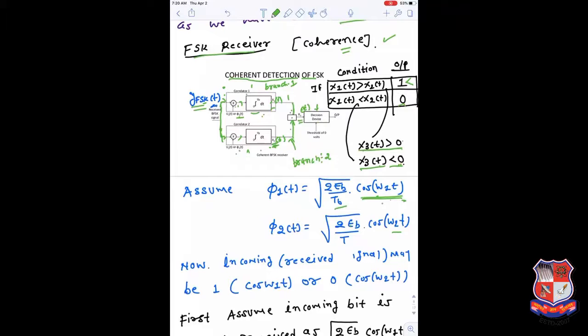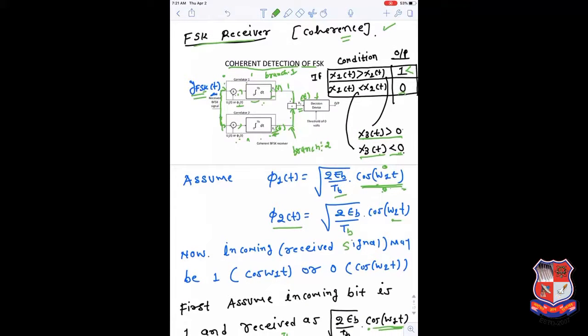Now what is phi 1 of t? So phi 1 of t is square root 2 EB by TB cos omega 1t. Here we are using the same carrier signal which is used at the transmitter side to encode a 1. Phi 2 of t is square root 2 EB by TB cos omega 2t. That is the same carrier that we have used earlier at the transmitter side to encode the bit 0.